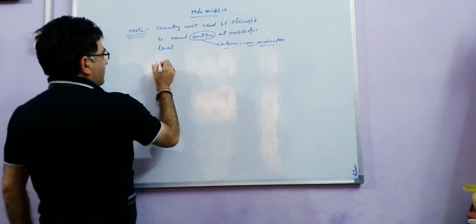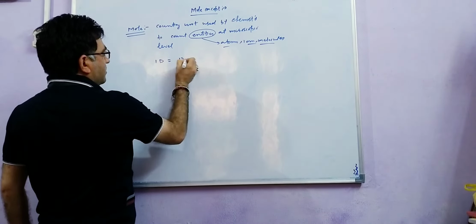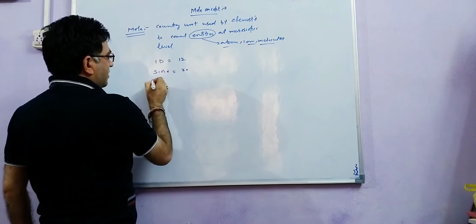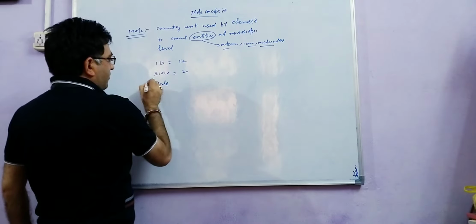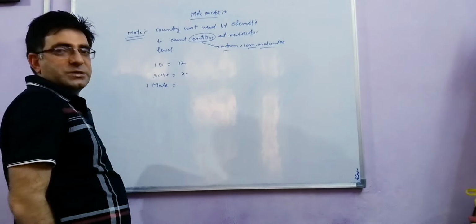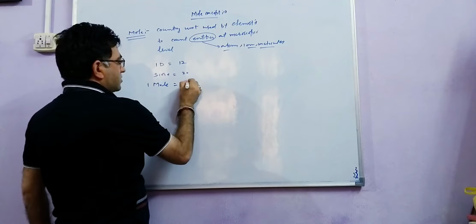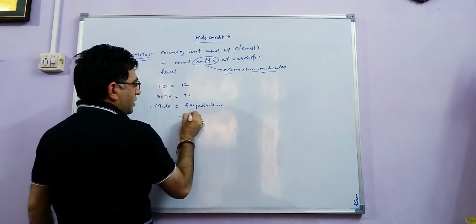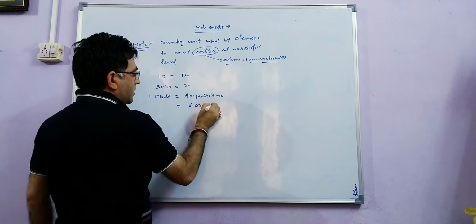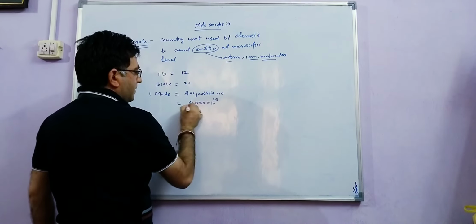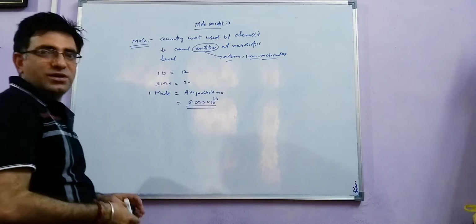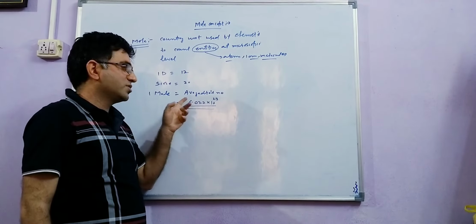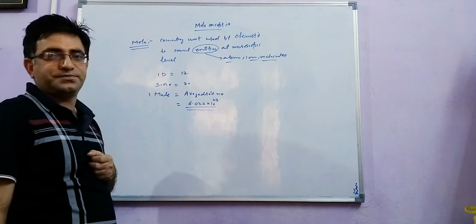Just as for 1 dozen we have fixed 12 items, for a score we have fixed 20 items. Similarly, for 1 mole, a number has been fixed. That's called Avogadro's number, and the value is 6.022 into 10 raised power 23. Whenever we write 1 mole of any substance, how many particles are there? 6.022 into 10 raised power 23.